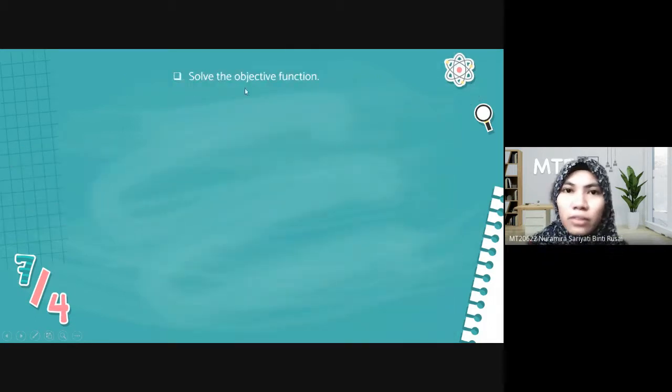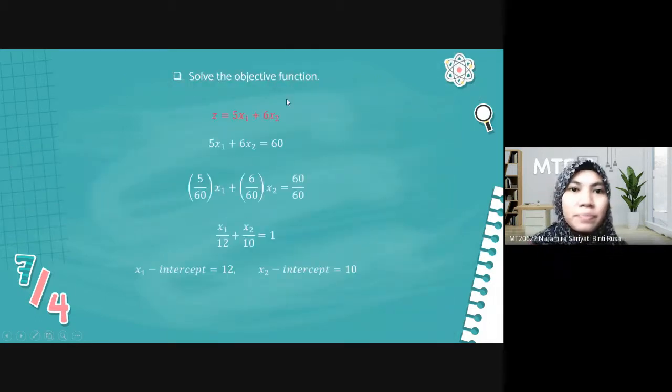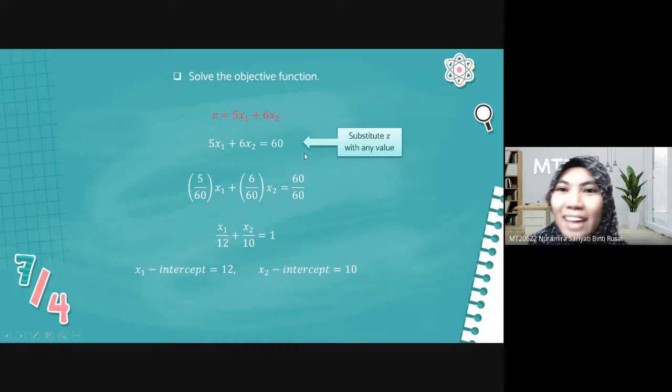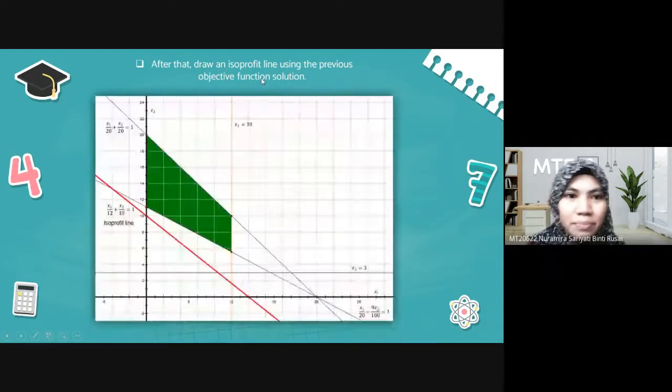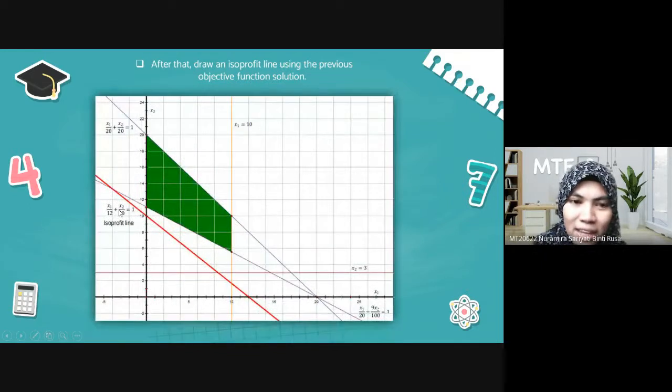And then we solve the objective function. This is the objective function, and then we put in any value. We substitute z with any value. Okay, after we solve the objective function, we can draw an isoprofit line here. The red one is the isoprofit line.